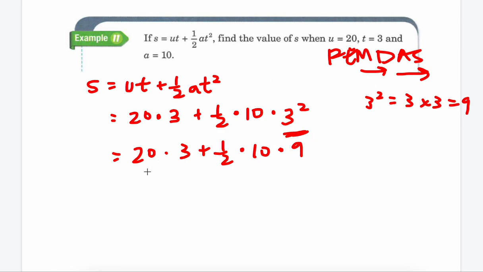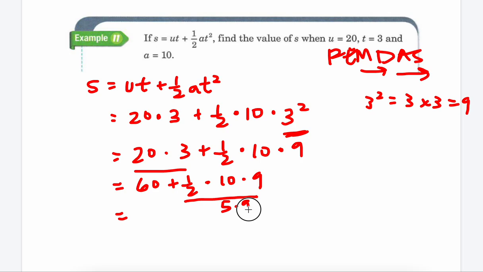Then I'm doing multiplication or division, whatever I see first, left to right. 20 times 3 is 60. Everything else is rewritten down. This is one big multiplication problem. So 1/2 of 10 is 5, and then 5 times 9 is 45. So all that gets reduced to 45. So you get 60, which we didn't touch, plus 45, and then that would be 105. So the final answer here is 105. Formulas, very handy.